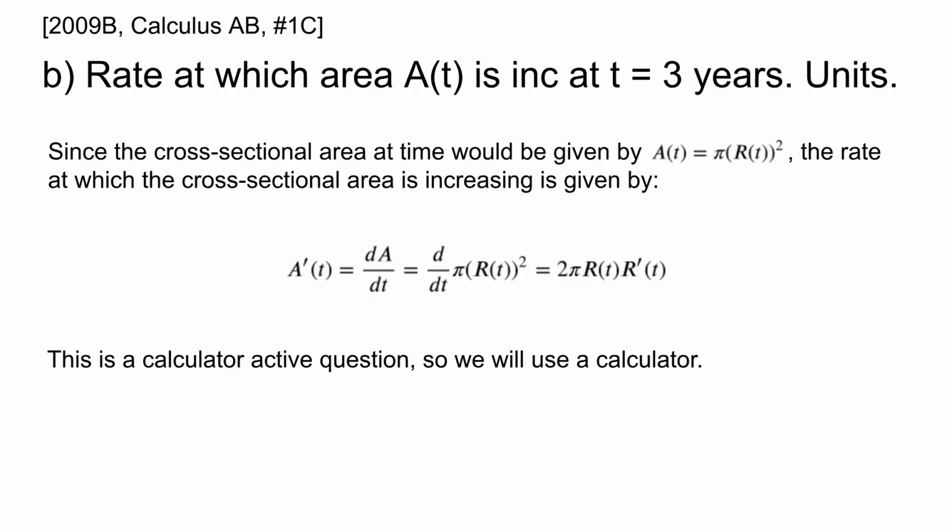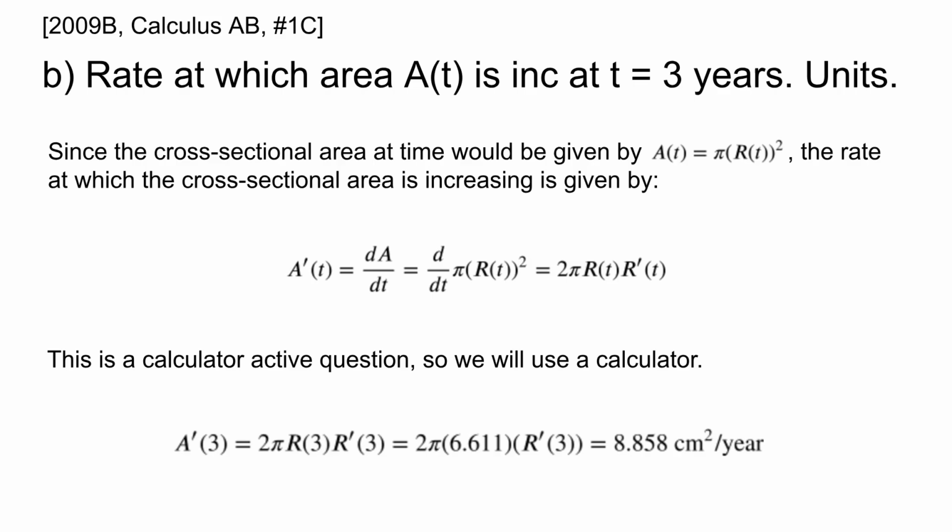To find the rate at which the cross-sectional area is increasing at t equals 3, we can just evaluate A prime of t, and since it's a calculator active question, we will use our calculator to do that. A prime of 3 is 2 pi times r of 3 times r prime of 3, which is 2 pi times 6.611 times r prime of 3, which is going to come out to 8.858 square centimeters per year.